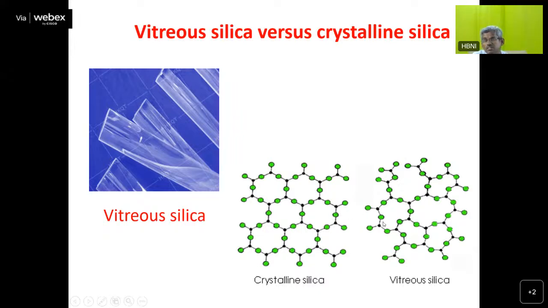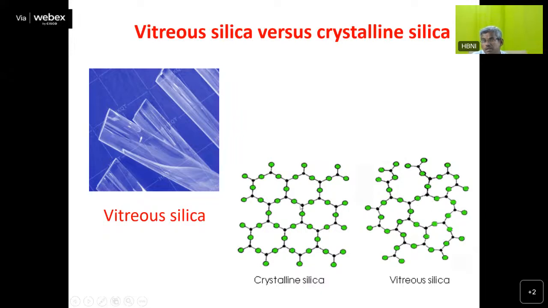What is the essential difference? In vitreous silica, there can be a short range ordering. For example, if you see a black carbon, how many are there? Three green spheres are there. So that much will show. Over a few angstroms there is an ordering, but beyond that there is no ordering.